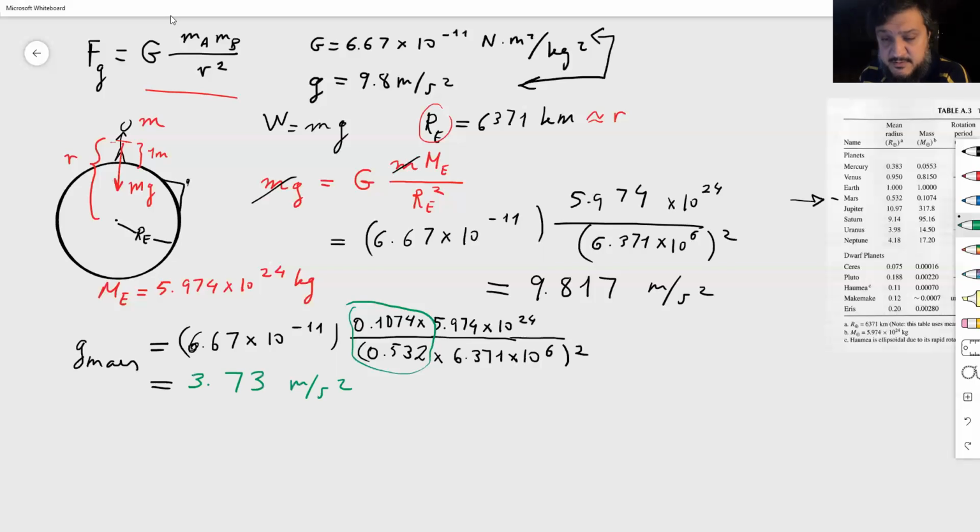What about the moon? I'm not going to use the numbers. Do we have moon here? We don't have, I don't see it. But I know it's 1/6 of Earth's g.